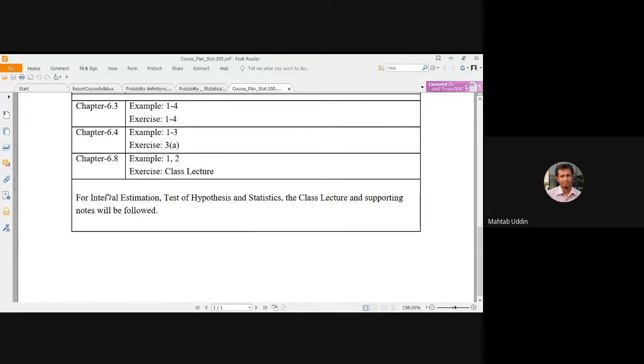Look at this. For interval estimation, test of hypothesis, and statistics, the class lecture and supporting notes will be followed.